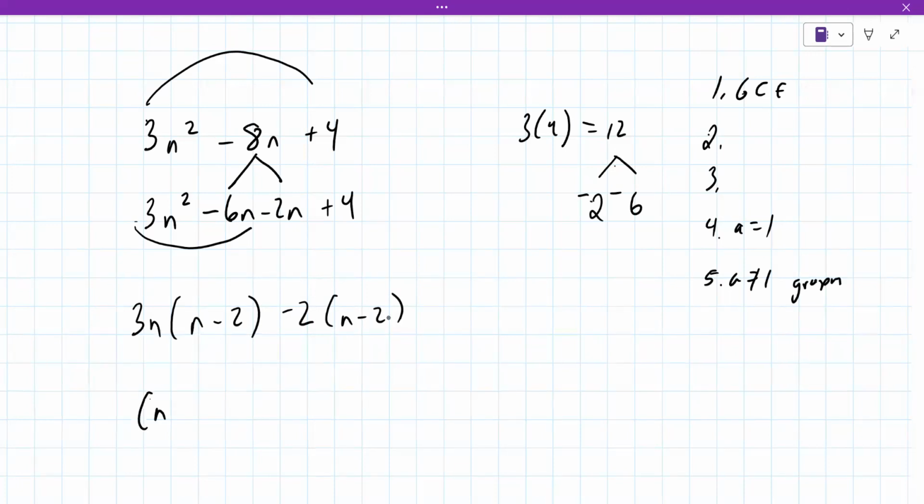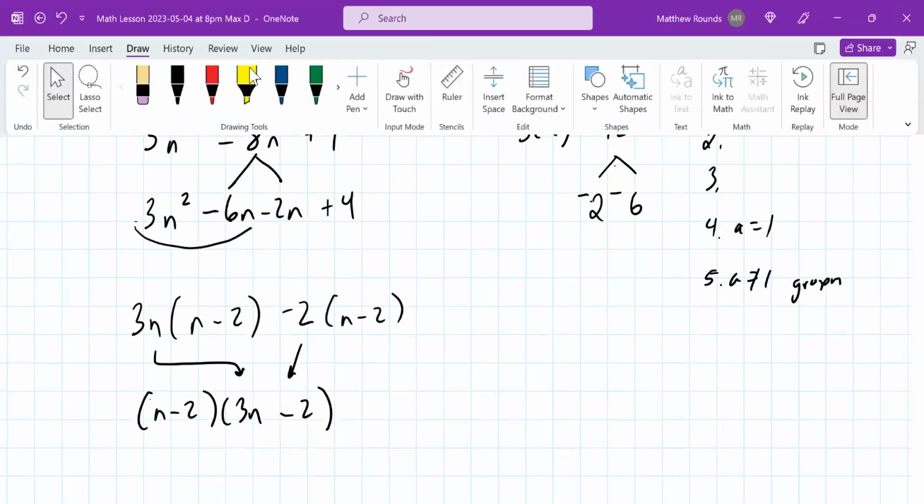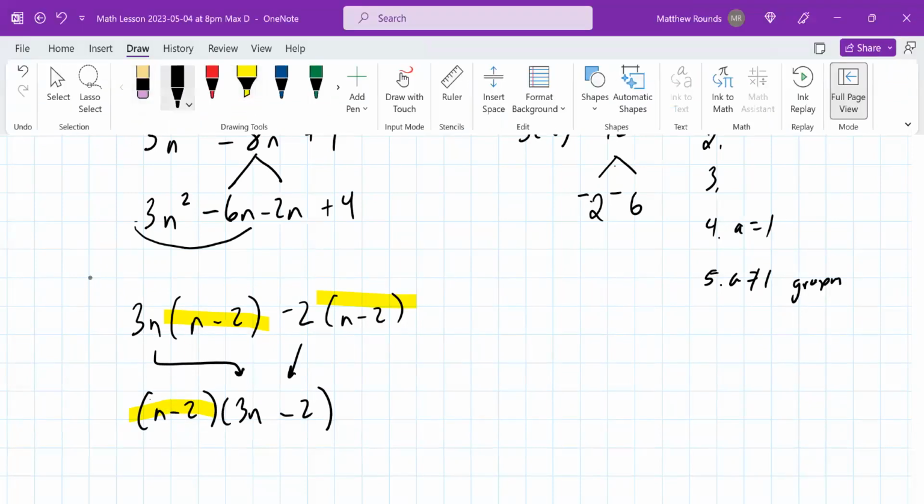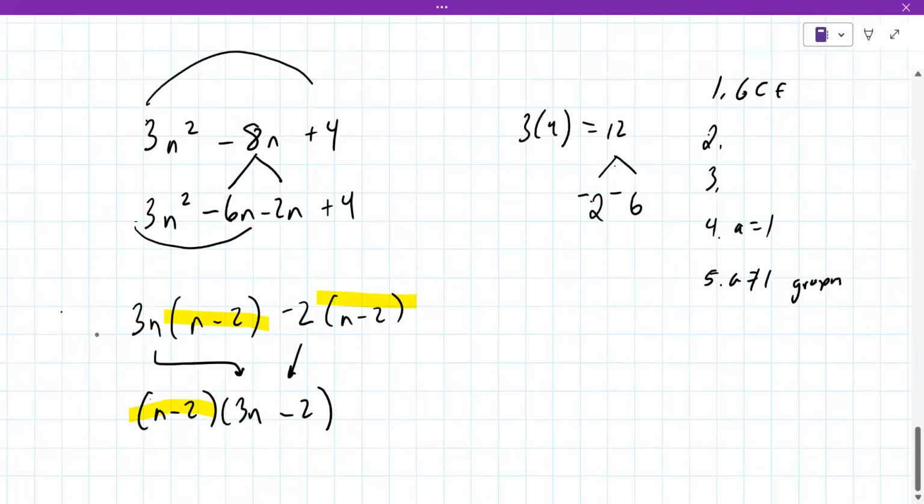Do you understand what I mean by that or not? So this 3n comes down because it's part of the first term, and then the minus 2 comes with it. But they both have an n minus 2 in it. There's an n minus 2 in both, and that's why it comes out. So the 3n comes down to the opposite one.